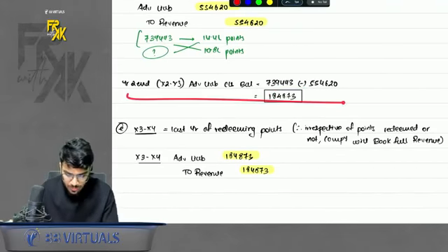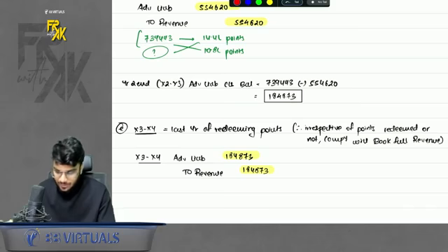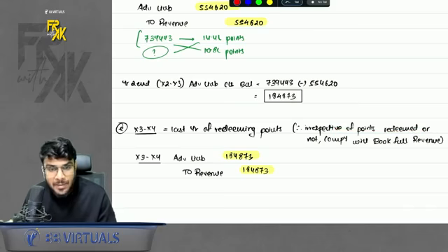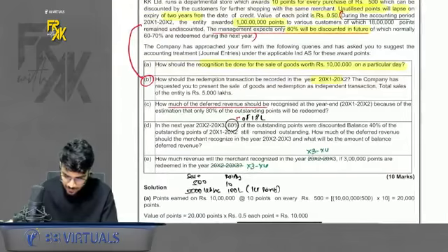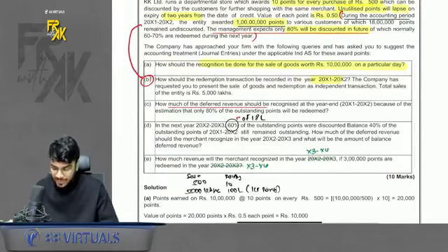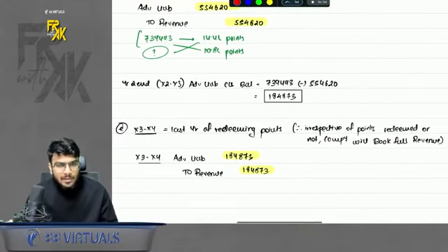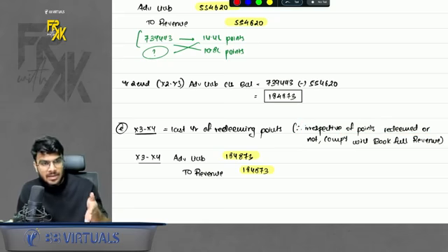Now the 2 years are over. After 2 years, irrespective of how many points the customer redeems, the full advance balance will be transferred to revenue. That is why, in the last part, they are trying to confuse us. They are saying that 3 lakh points were redeemed. Doesn't matter. Irrespective of points redeemed or not, the company will book the full revenue because that is the last year. Either the points will be redeemed or they will lapse. The company can book the revenue.